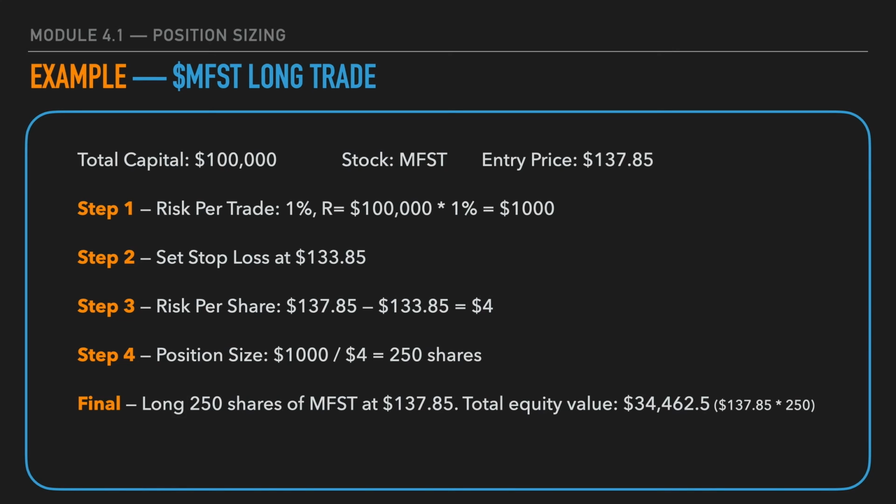Once you know your position size, then you can enter your trade, which is long 250 shares of Microsoft at $137.85. And for one trade, your total equity value of this trade is around $34,000.